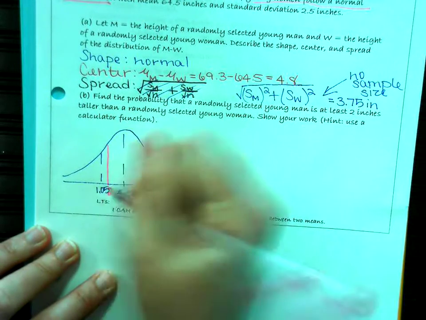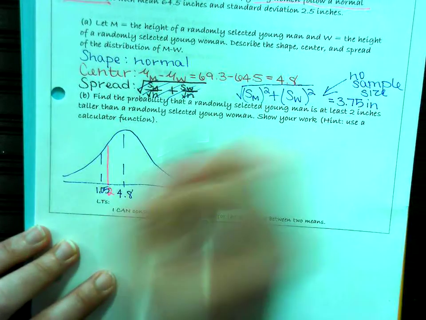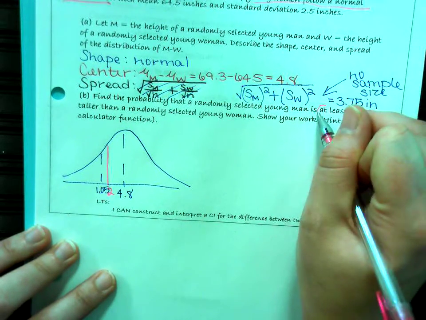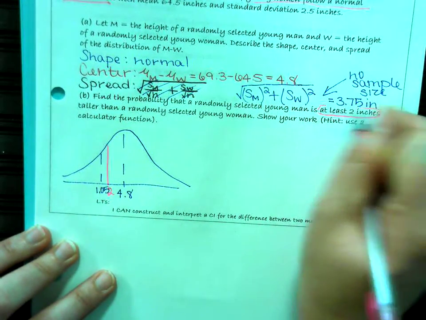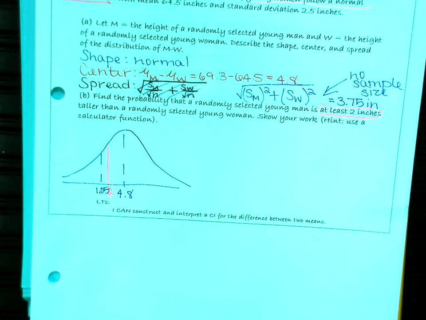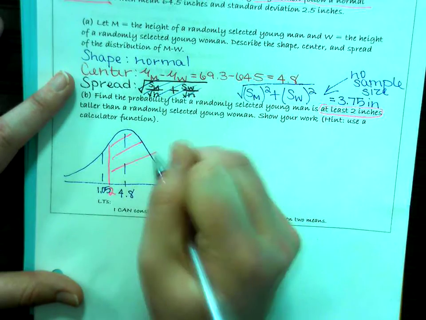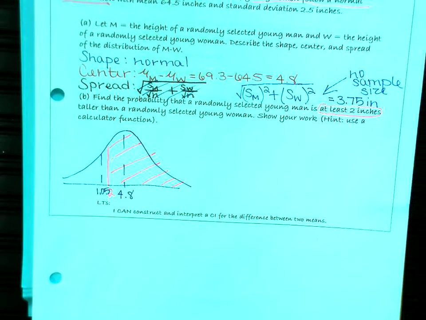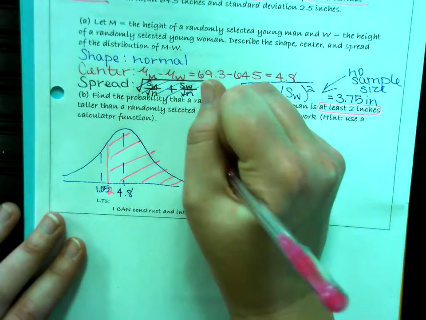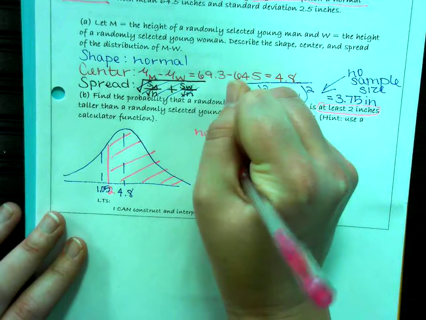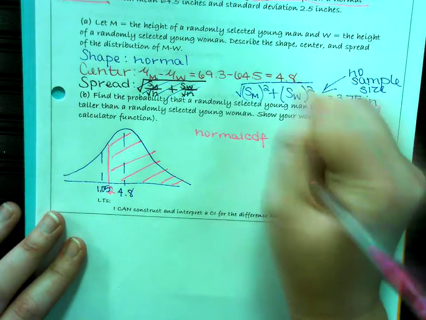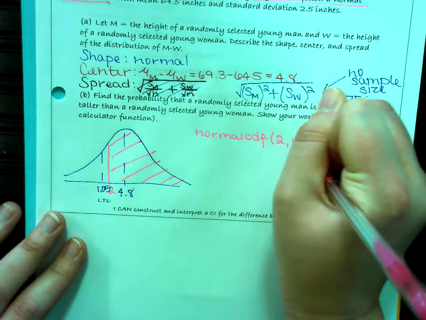So 2, it's got to be like right here. This is 2. So we're looking for the probability that he's at least 2 inches. So does that mean he can be more than 2 inches taller than the girl? Okay, so we're looking at this area. So how do we find that area under the curve? Normal CDF. What's the lower bound? 2. Upper bound? Big number.